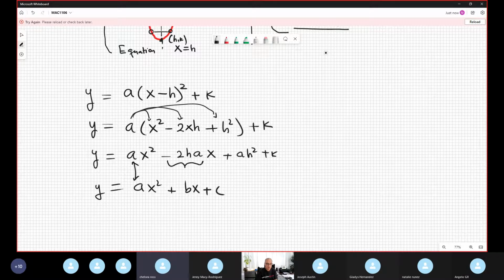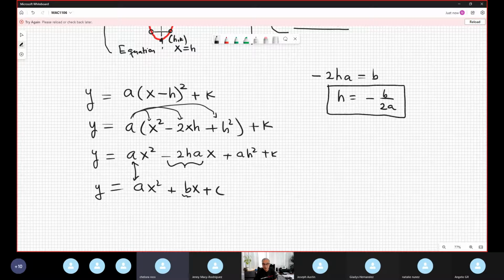However, minus 2ha is b. So I copy separately here, minus 2ha is b. Therefore, h is equal to minus b over 2a. Wow, fantastic. I like this formula. It's the most important formula today. So you have the equation given in standard form, but you have no idea what h and k are. And h and k are important because of the vertex.